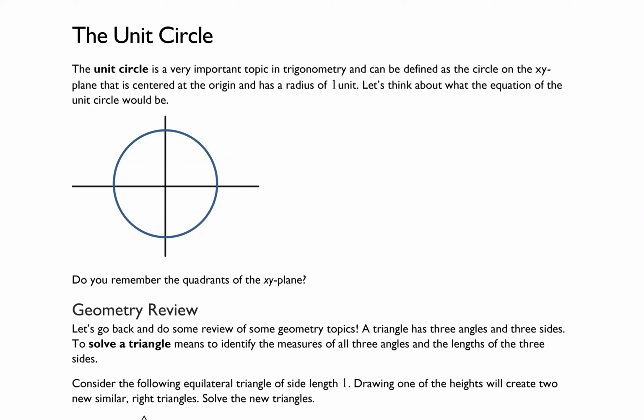The unit circle is a very important topic in trigonometry and can be defined as the circle on the xy plane that is centered at the origin and has a radius of 1 unit. Let's think about what the equation of the unit circle would be.